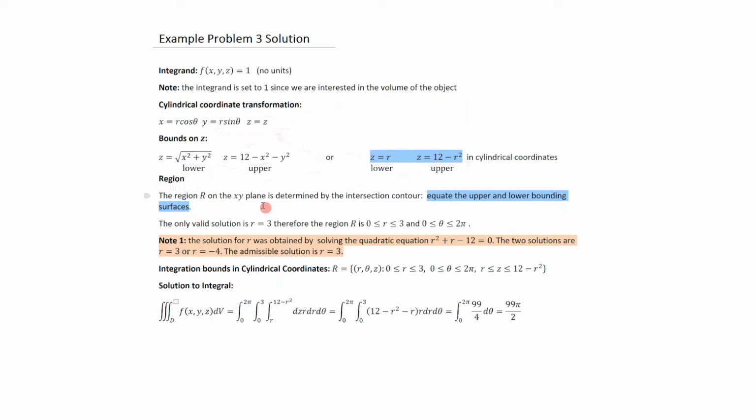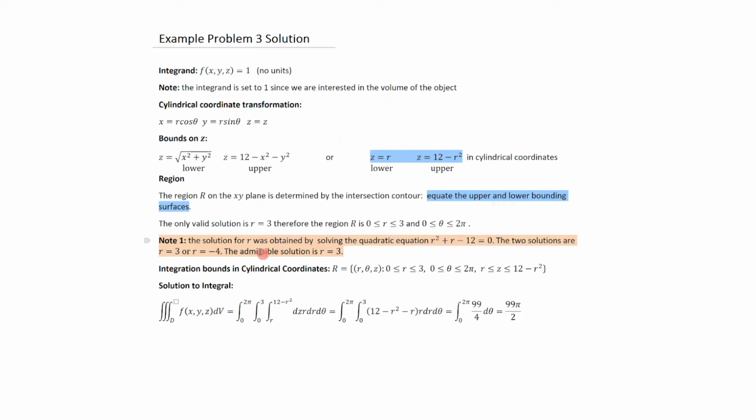The region r on the xy plane is determined by the intersection contour, which is obtained by equating the upper and lower bounding surface. That means equating this with this. It turns out the only valid solution is r equals 3. Therefore, the region r is from 0 to 3 with respect to r, and you do a full circle, so theta is from 0 to 2 pi.